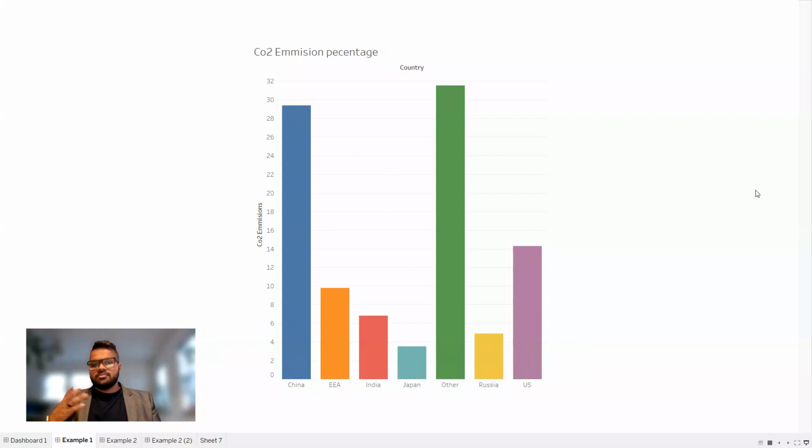Right? So I think the message that it's trying to convey is that China is perhaps contributing the largest towards the CO2 emissions. That's what this visualization is perhaps trying to convey. But the message is not coming across as easily as it could have. So, in contrast, let's look at another example of how this data could have been visualized.